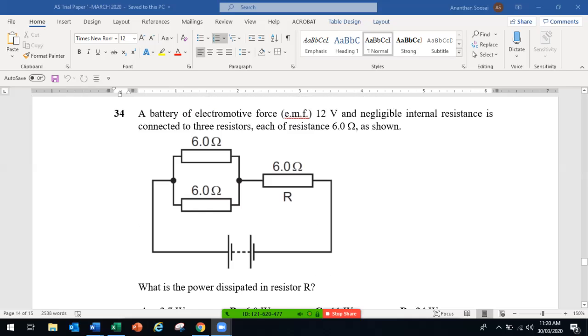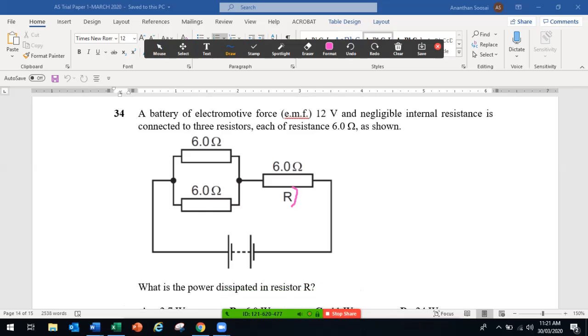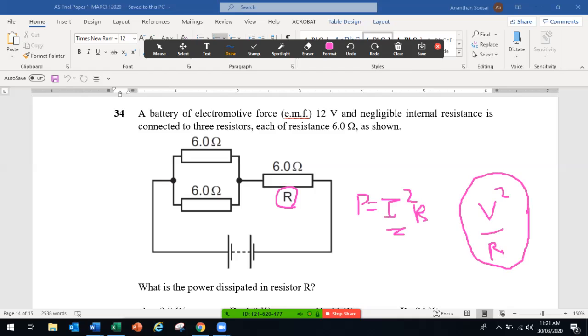Okay. The EMF is 12 volt. The internal resistance is 6 ohms. There are 3 resistances, each 6 ohms, no internal resistance. What is the power dissipated at resistor R? So they want the power here. Power is equal to, too many ways. Maybe you can use I squared R, but you find the R first. Or you can use V squared over R. I think for me, I use V squared over R.